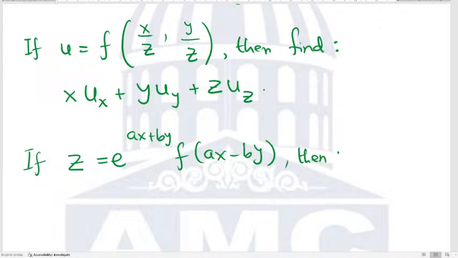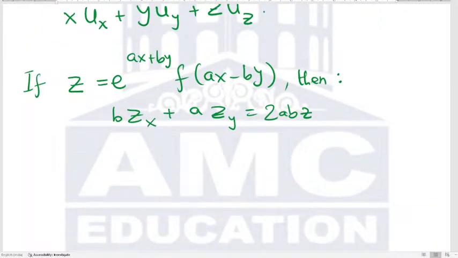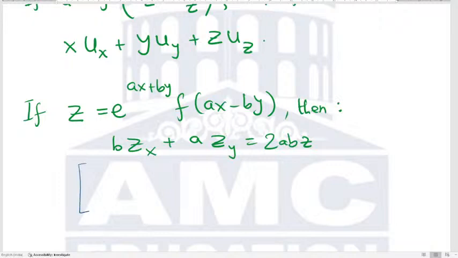then what happens is that b times zx plus a times zy is basically equal to 2abz, right? So even this relation holds true. Actually, for the last problem, there's a small hint that I would want to give you. You just consider p as equal to ax plus by and q as equal to ax minus by. So that will help you solve the problem very easily. That is one method of doing.